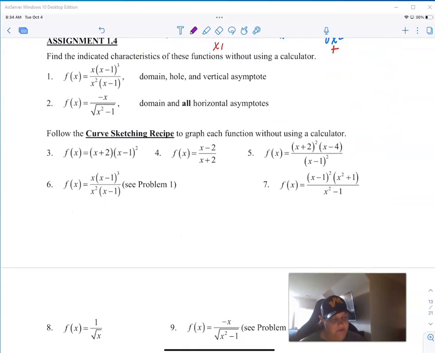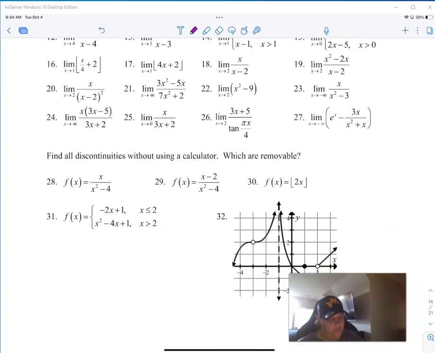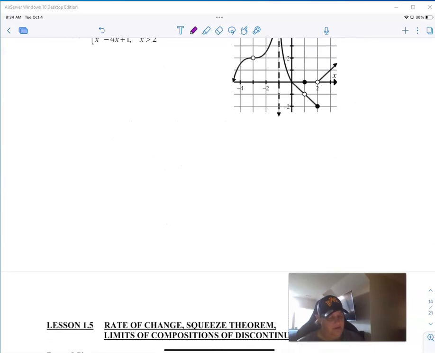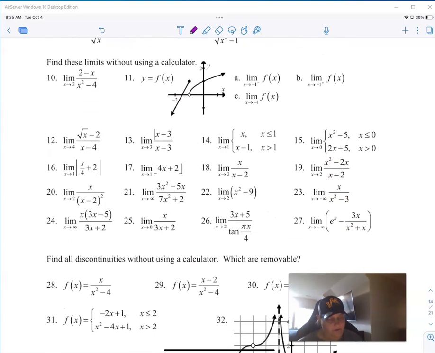Here's what you guys are going to do for homework. Just do what it asks. So domain, holes, vertical asymptotes, horizontal asymptotes. Curve sketching recipes, so just use all the different stuff. And then it's just back to review. Limits. Discontinuities. I think we can do all that. Okay? I think we are good.